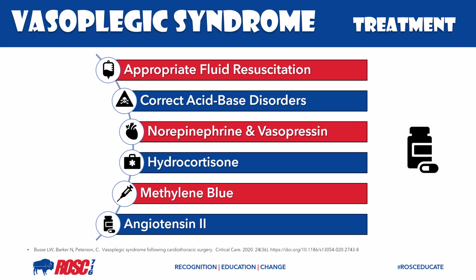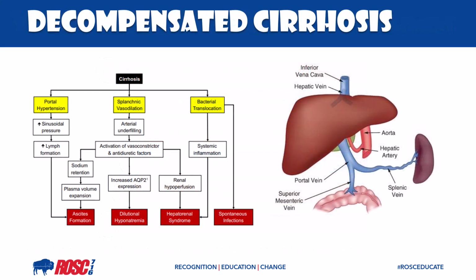So methylene blue was historically used to treat methemoglobinemia. However, it's utilized in some forms of vasodilatory shock due to its apparent ability to inhibit nitric oxide production, in turn increasing vascular smooth muscle tone. I have a separate short video on methylene blue, so for now we're just going to keep it moving forward. And from there, if you still have a patient that's refractory from catecholamines, vasopressin, steroids, and methylene blue, you can trial angiotensin 2. All right, moving on to decompensated cirrhosis.